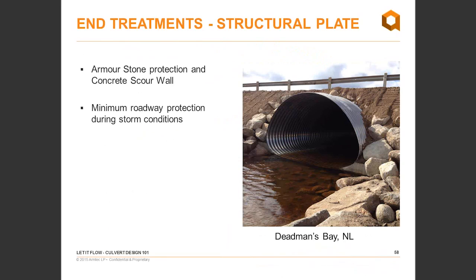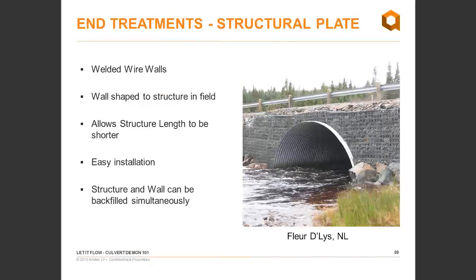You get into your armor stone. This is aluminum multi-plate. Underneath, as you can see in the picture, there's a concrete stem wall that the structural plate was anchored to, with a large armor stone put around it. It gives you minimum roadway protection during storm conditions, so the soil can still erode away in high water conditions, but in normal conditions, the armor stone gives you good protection.